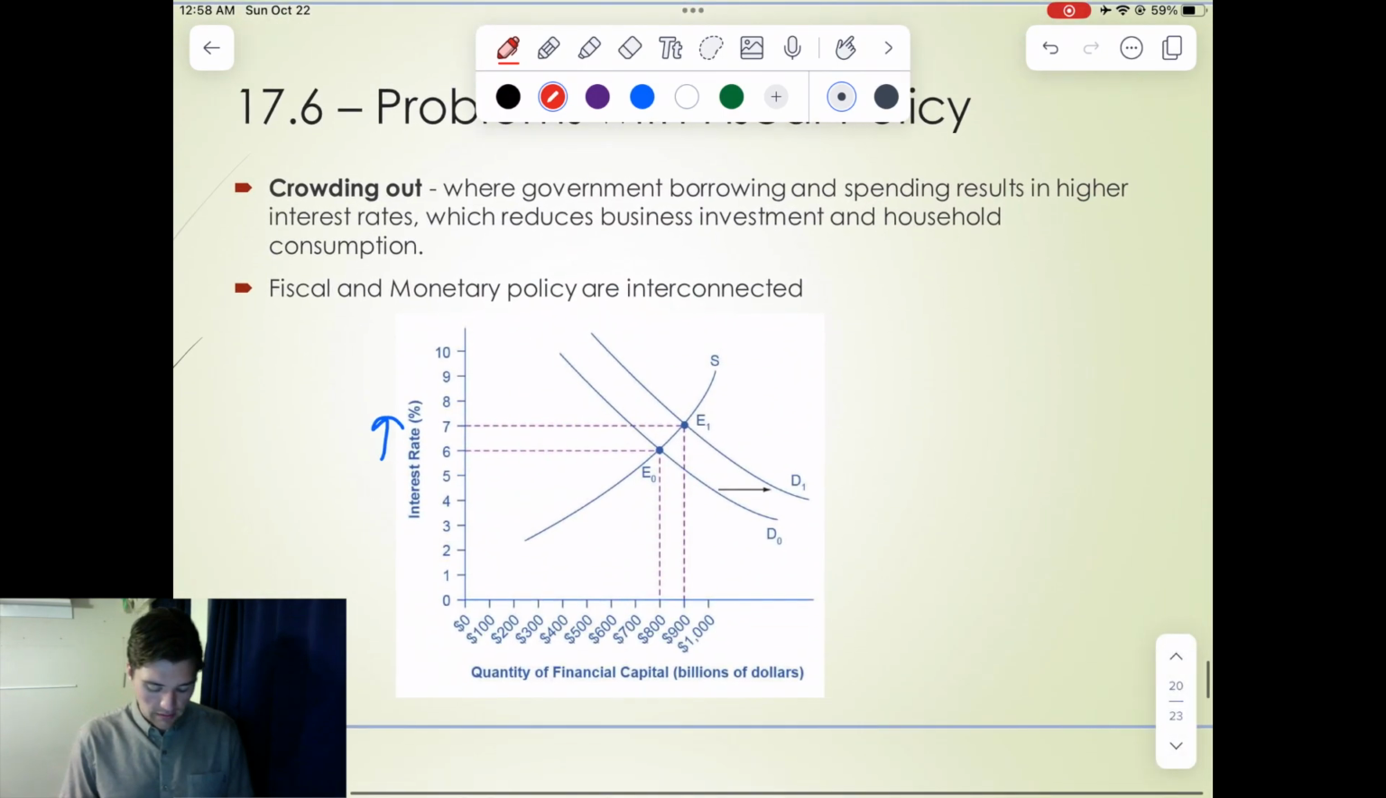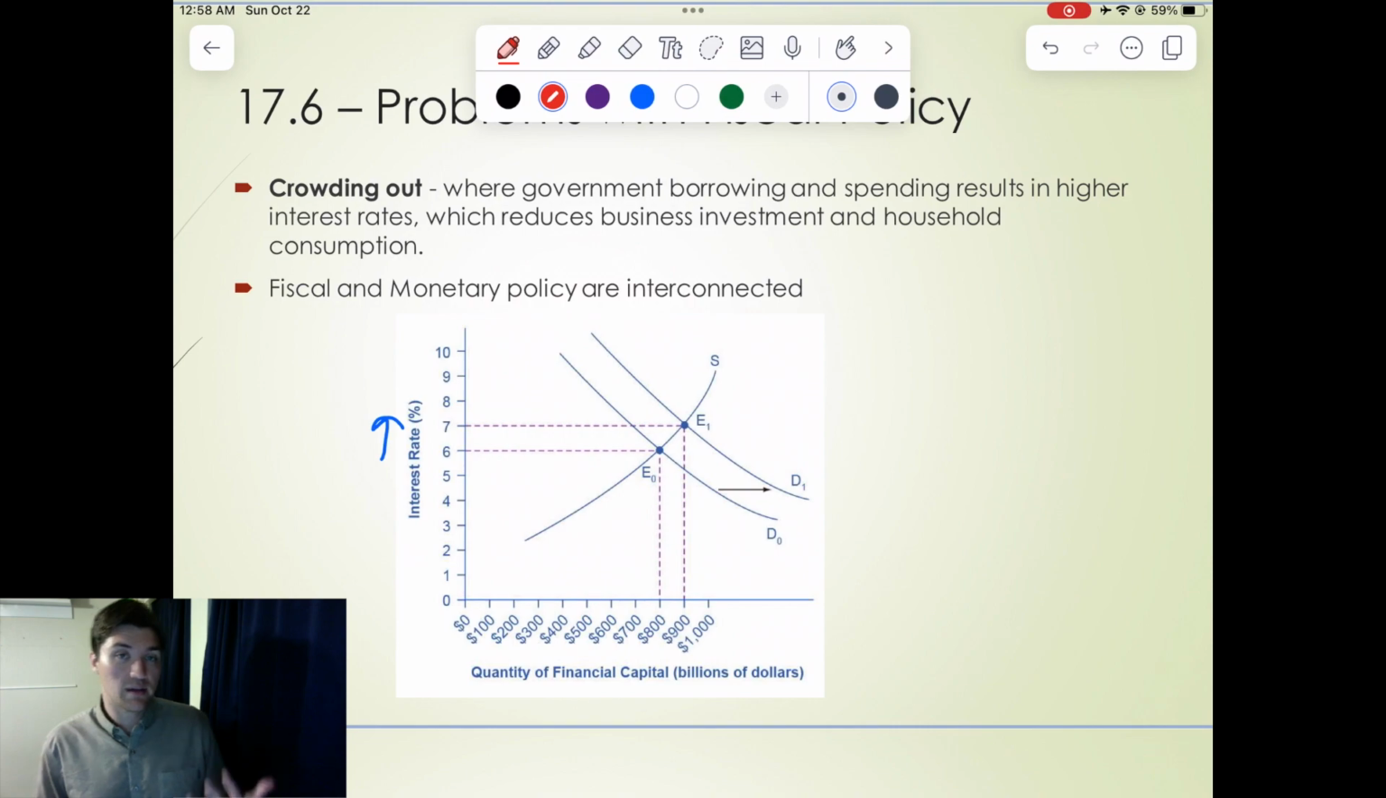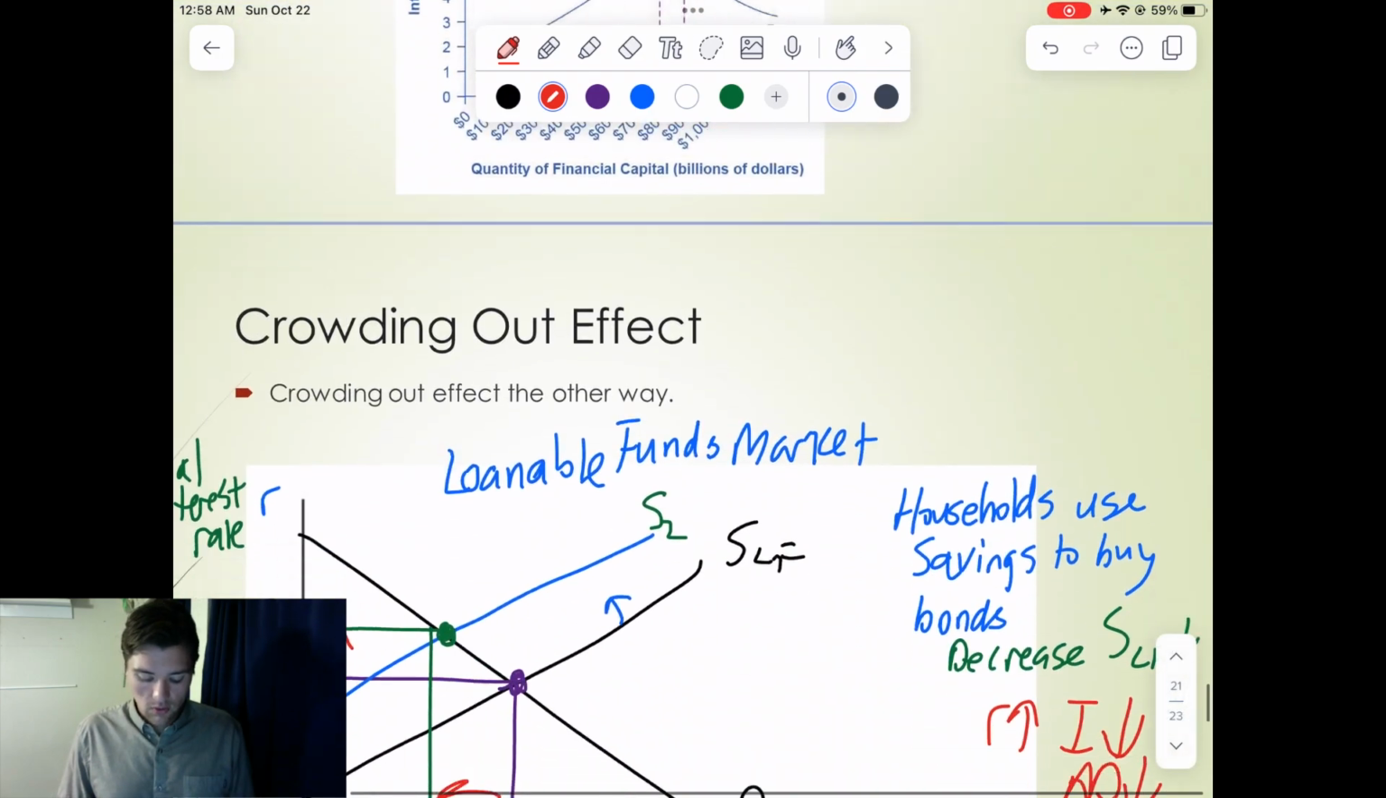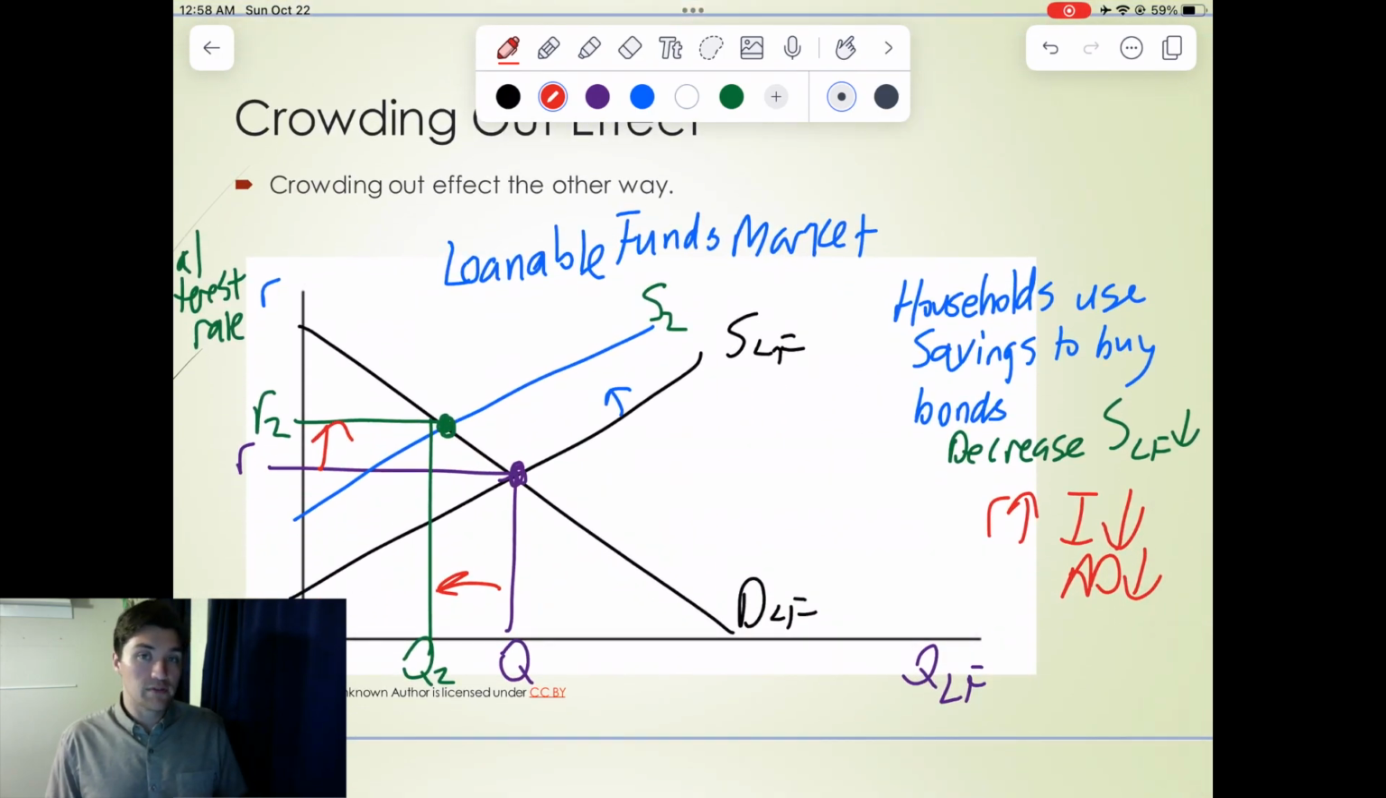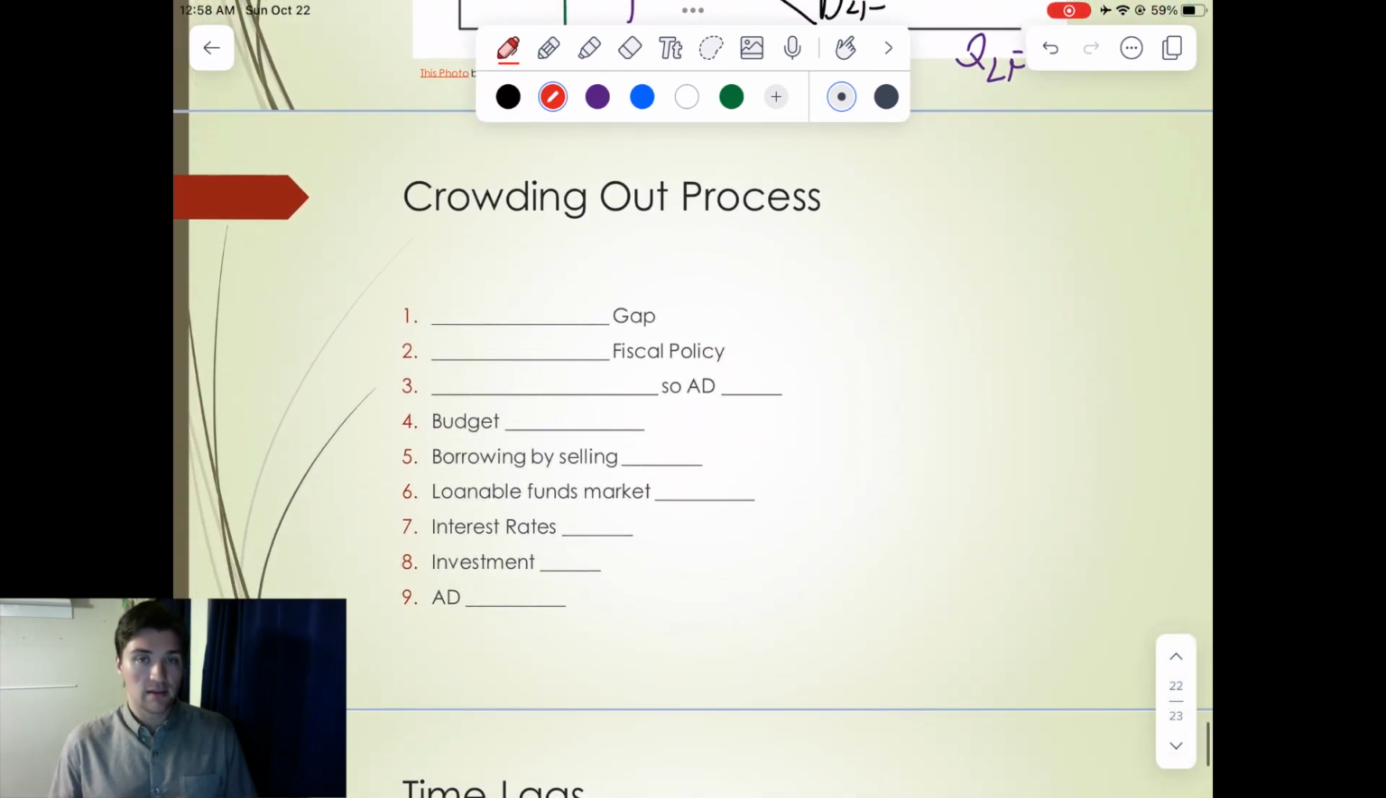So we can either look at this from an increase in the demand for financial capital, because the government is literally demanding more financial capital, or we can look at this from a loanable funds market, where you are taking your savings and buying bonds. Either way we look at this, interest rates are going to be increasing. And because interest rates are increasing, this will decrease the investment. So here is the crowding out process. These are the steps.